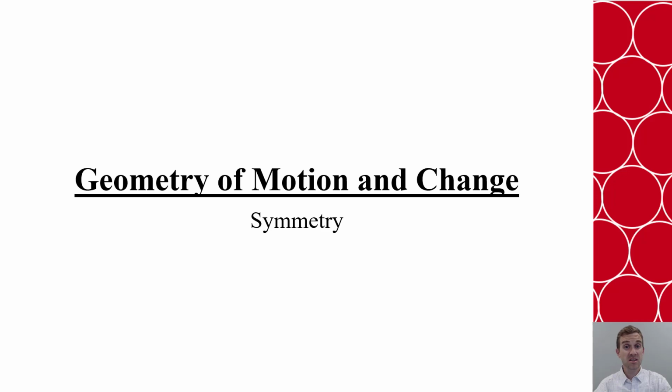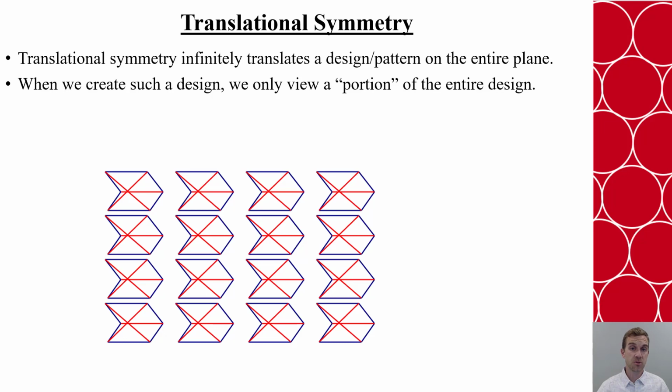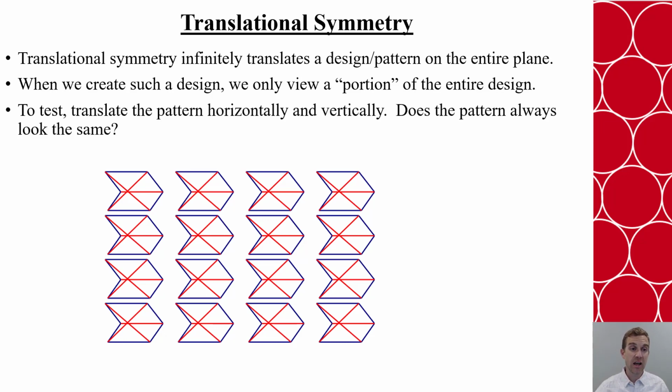In this video, we'll discuss symmetry. Now, one form of symmetry is called translational symmetry, and this is where the pattern is infinitely translated across the entire plane. When we create it, we're only going to be looking at a portion of that entire design. We want to think about to determine, is this pattern going horizontally and vertically? Let me try creating it and see what happens.